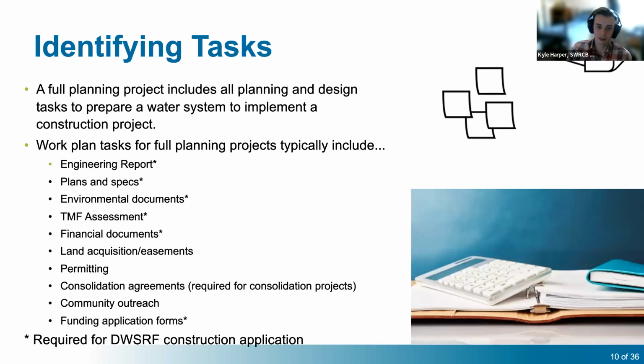And then we will jump to the specific tasks involved in full planning drinking water and full planning wastewater projects. But first, I'll just define full planning project real quick. Full planning projects are projects that include all planning and design tasks necessary to prepare a water system to implement a construction project. Some of these tasks do vary depending on if the project is a drinking water or wastewater project, but we will touch on that in a little bit.